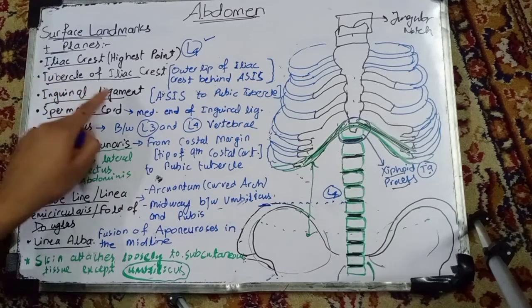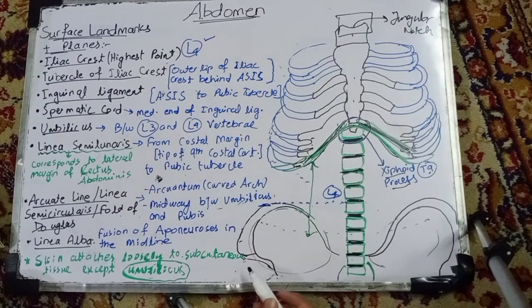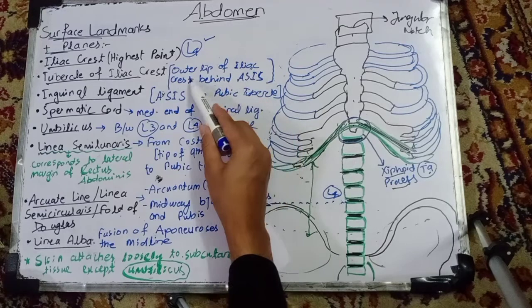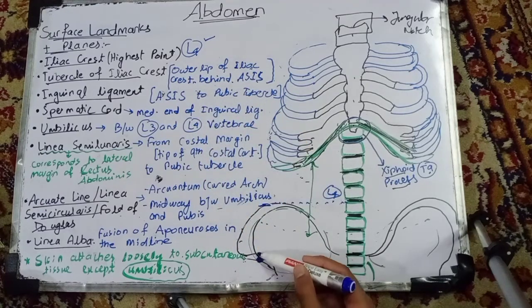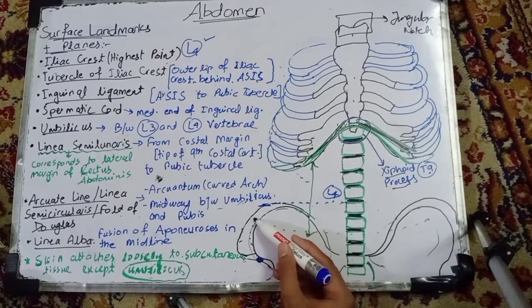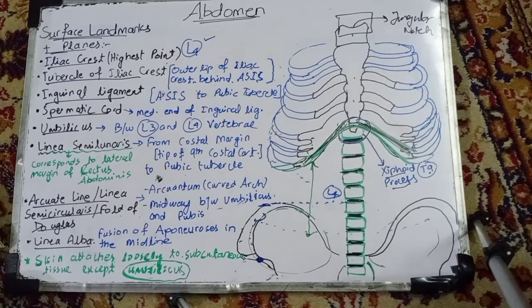Okay. Now we talk about the tubercle of the iliac crest. The tubercle of the iliac crest is at the outer lip of the iliac crest, behind the anterior superior iliac spine. So here will be the anterior superior iliac spine, right? If we move posteriorly 5 centimeters, we are going to have what? A tubercle that is called the tubercle of the iliac crest, and it is behind the anterior superior iliac spine if you move 5 centimeters backwards.